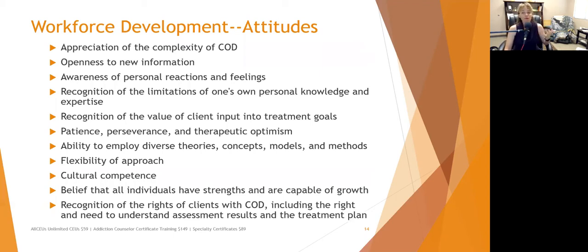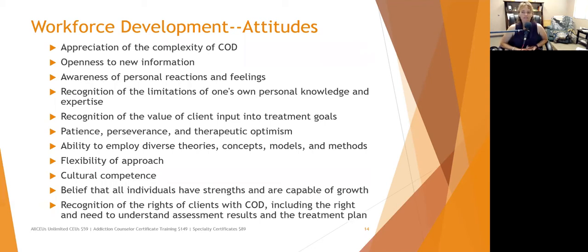We need to be able to employ diverse theories, concepts, models, and methods. So you're going to have your primary theory of mental health and substance abuse, but you also need to be open to other theories, like theories from family therapy that talk about family positioning or family dynamics. You need to have flexibility in approach, because no two clients are going to require the same approach. Be culturally competent, and you can look at SAMHSA TIP 59, I believe, for cultural competence.